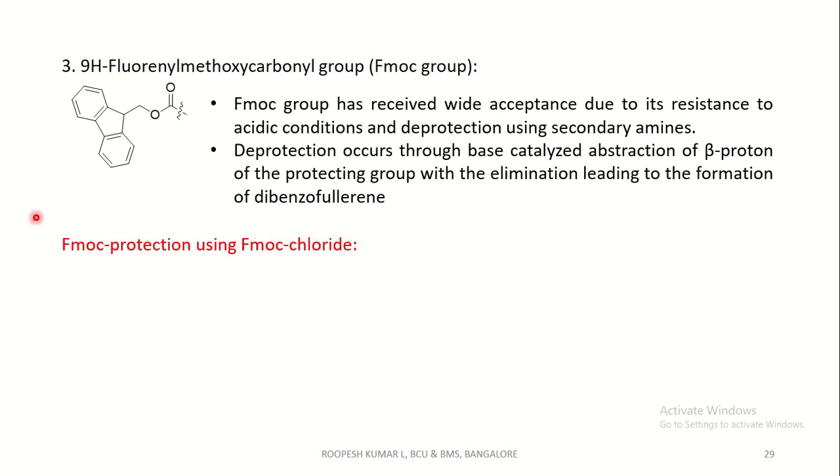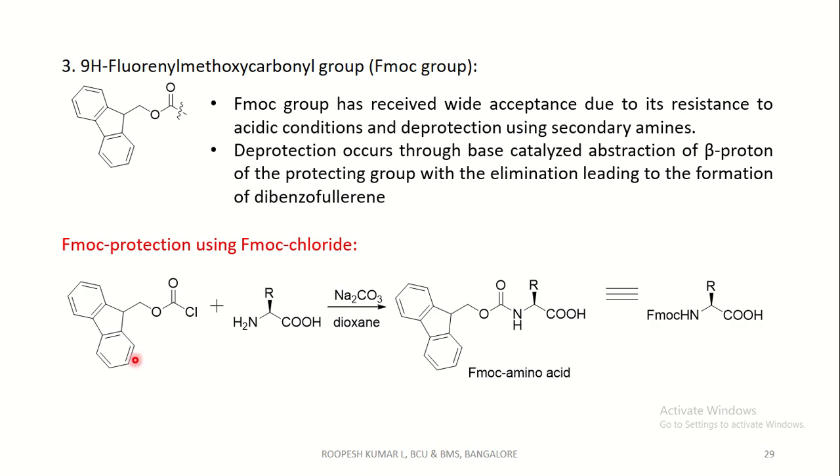And let's see Fmoc protection using Fmoc chloride. Fmoc chloride is generally used to protect an amino acid to give Fmoc amino acid. Amino acid is treated with Fmoc chloride in the presence of a mild base, that is sodium carbonate in 1,4-dioxane, at room temperature or sometimes 0 degrees. It depends upon the amino acid. This gives Fmoc amino acid, and this is a representation of Fmoc amino acid.